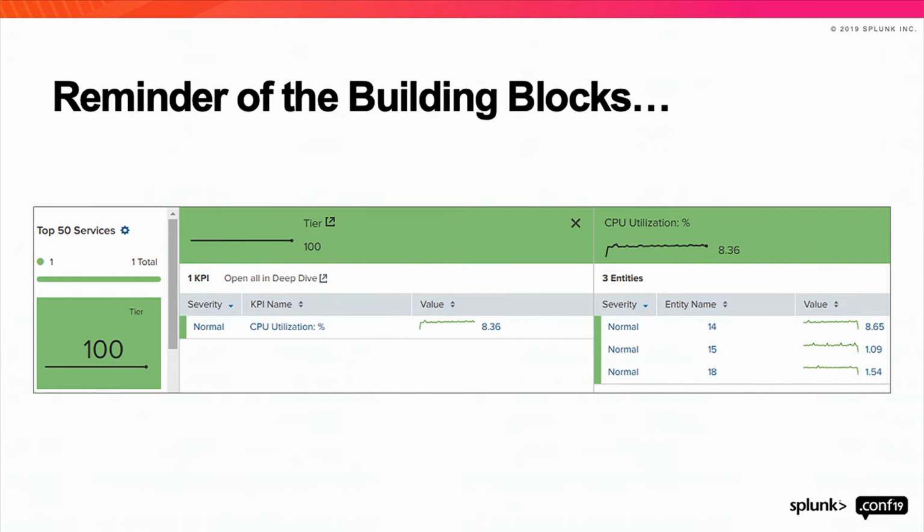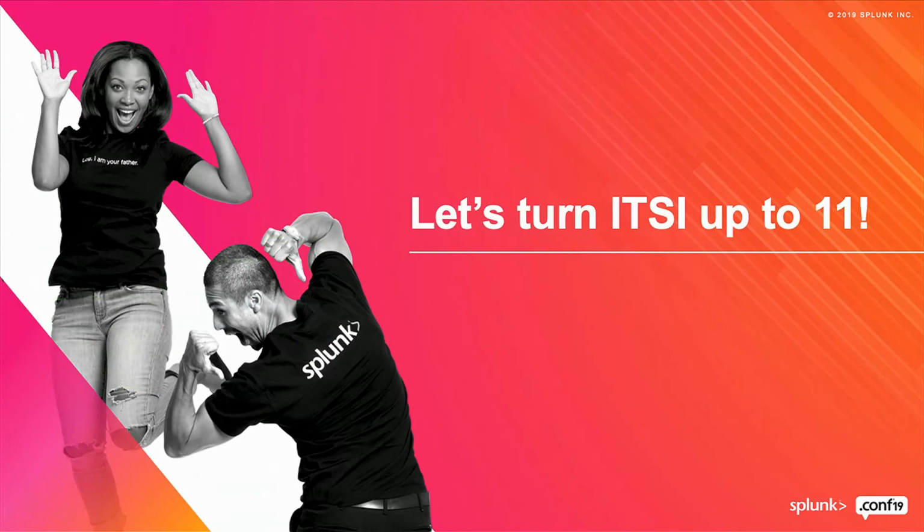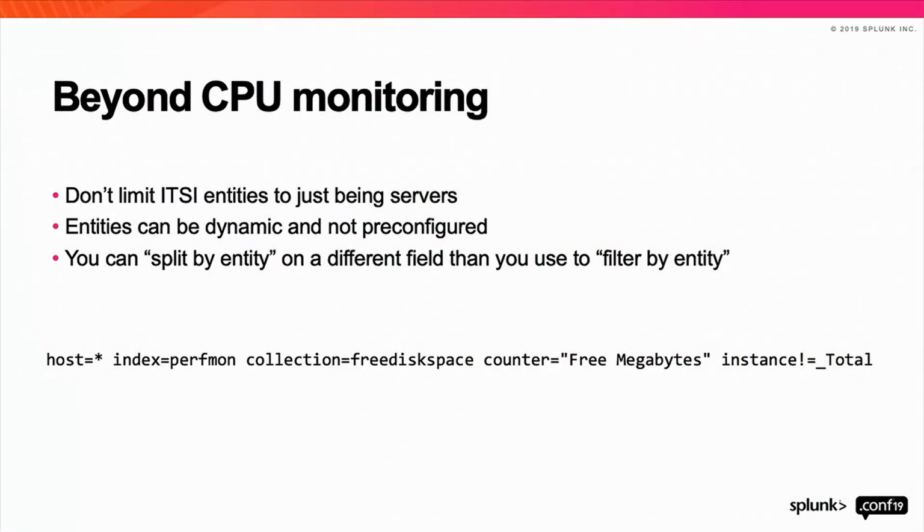So what is it you care about? Those are services. How do you determine the health of them? Those are your KPIs. And then if you want a further level of detail, you also have entities. In this case, for a tier of servers, that might be each server in that list, but it could be anything else. Entities can be anything, and I'll show you more about that later. All right, so now we can get into the details of this stuff.